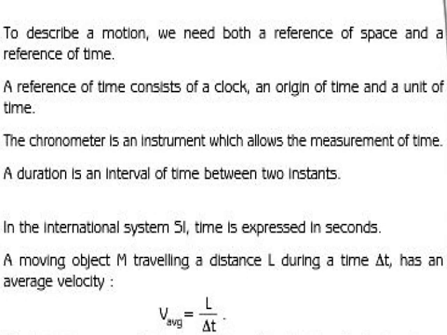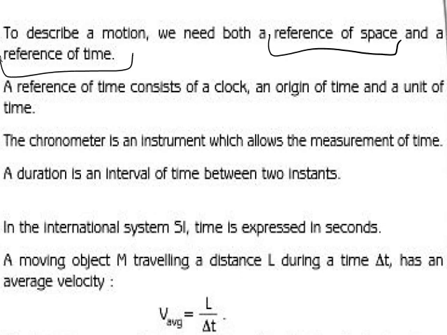You have to know about velocity. In order to describe a motion, we need both a reference of space and a reference of time, meaning that we need distance and we need time. We need d or l and we need delta t. A reference of time consists mainly of a clock, an origin of time, and a unit of time.